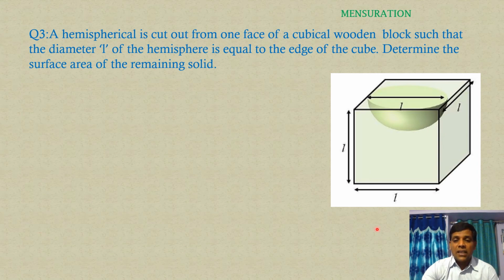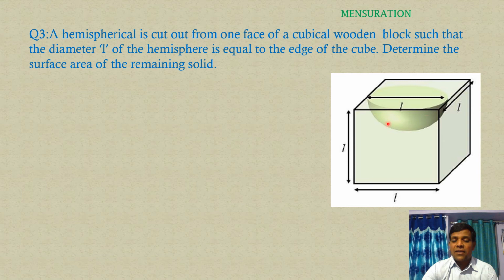Based on the question, this is the given diagram. The edge of a cube is L. At the same time, the diameter of a hemisphere is also L. This is the hemispherical part cut and removed from the cubical box. Find the remaining surface area.